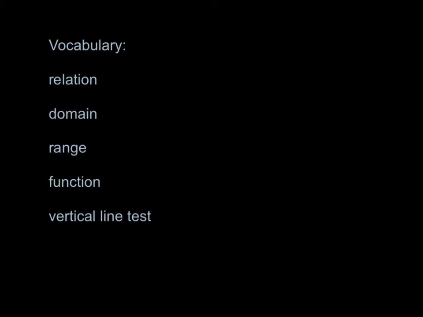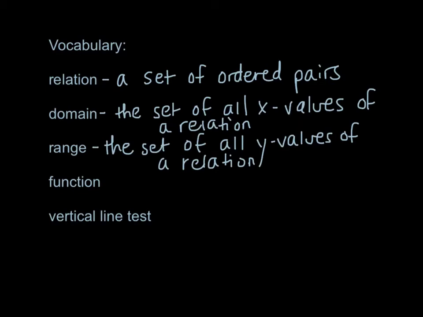Okay, vocabulary. So we're starting with the vocabulary of relations. We're going to start with the word relation. What is a relation? Well, a relation is a set of ordered pairs. That relation may or may not have a relationship. There may or may not be a rule for how to find y given an x value, but a relation is just a plain old set of ordered pairs. And that relation has a domain and a range, which are the set of all the x values of a relation and the set of all the y values of a relation. So domain is all the x values, range is all the y values.